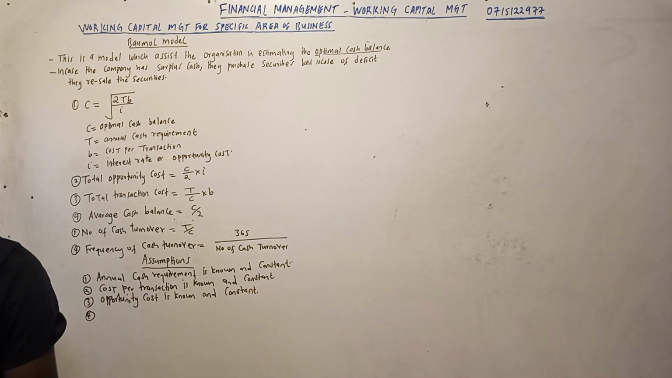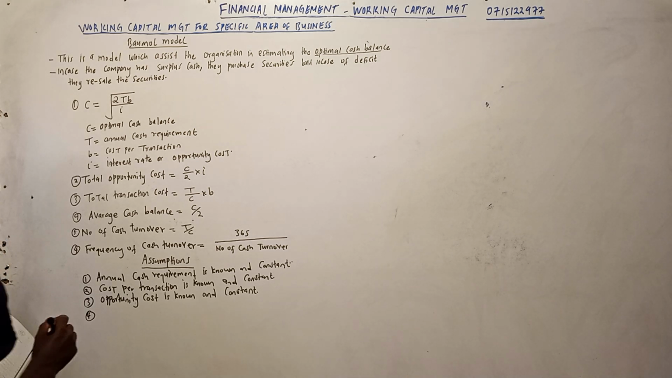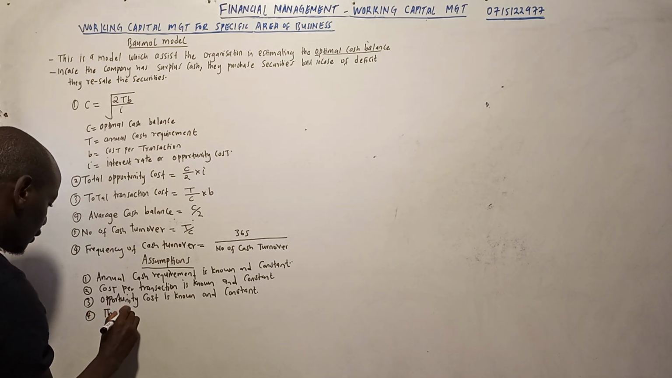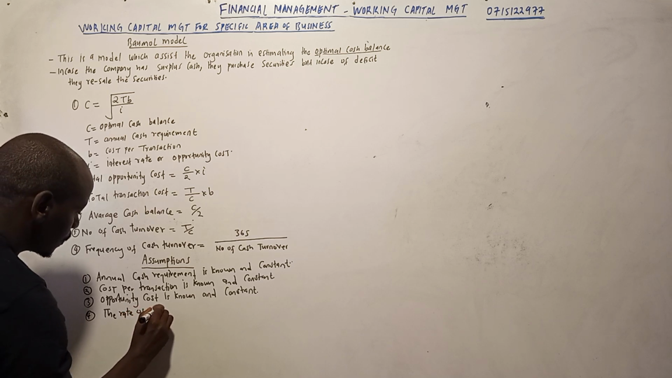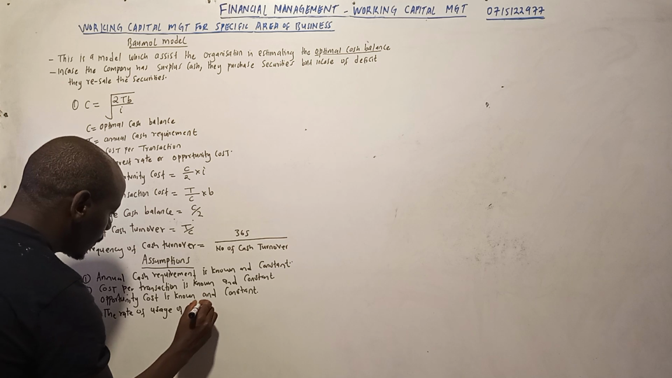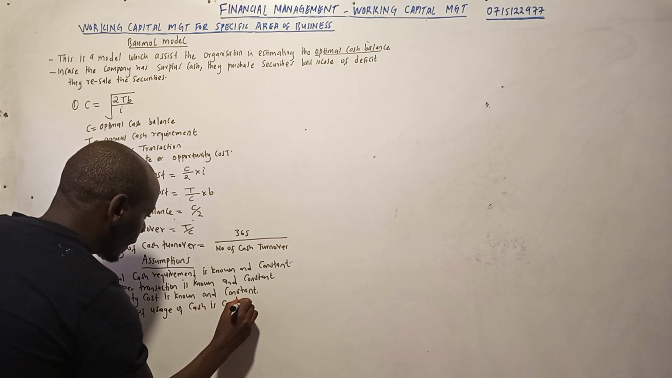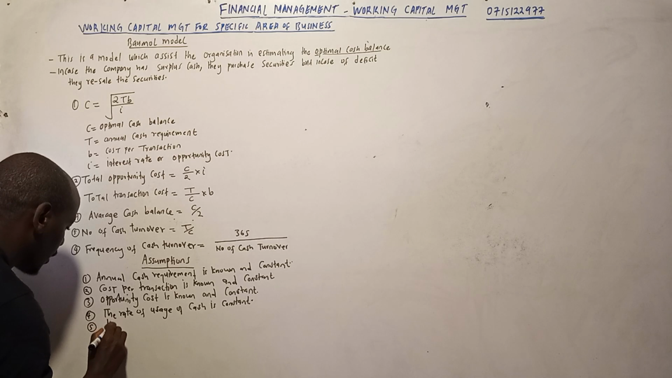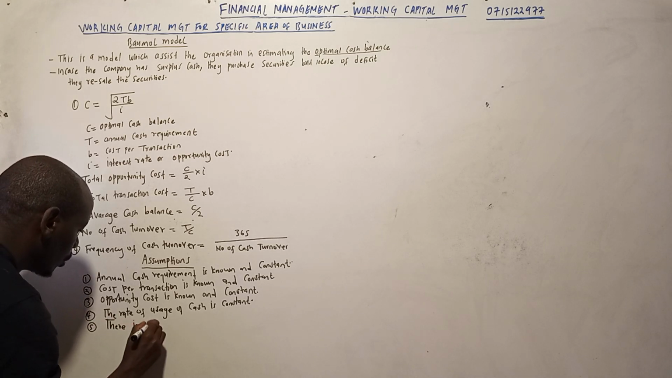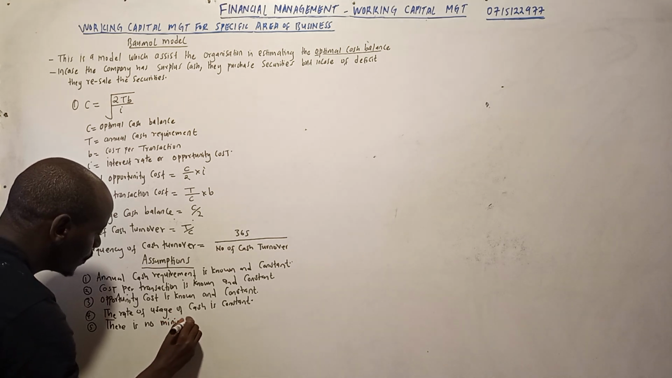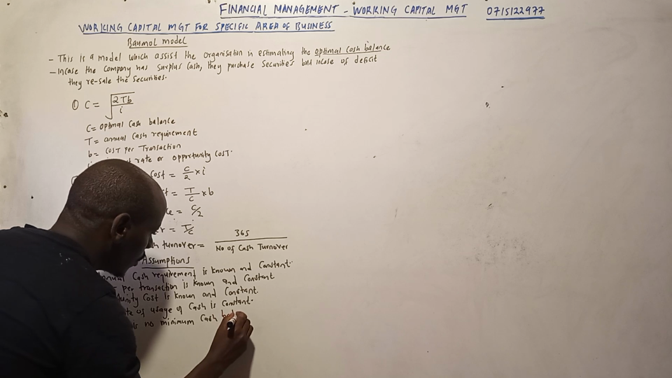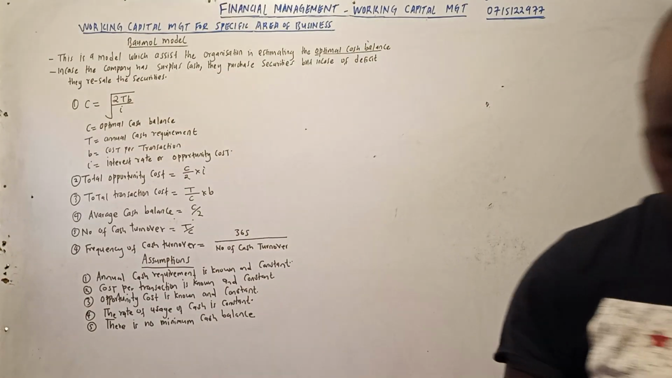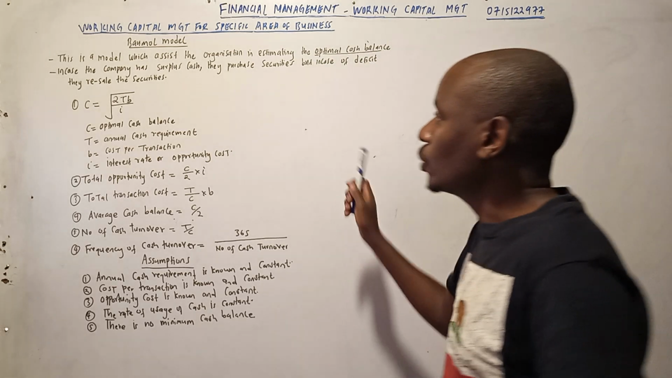Number 4, the rate of usage of cash is constant. Then there is no minimum cash balance.